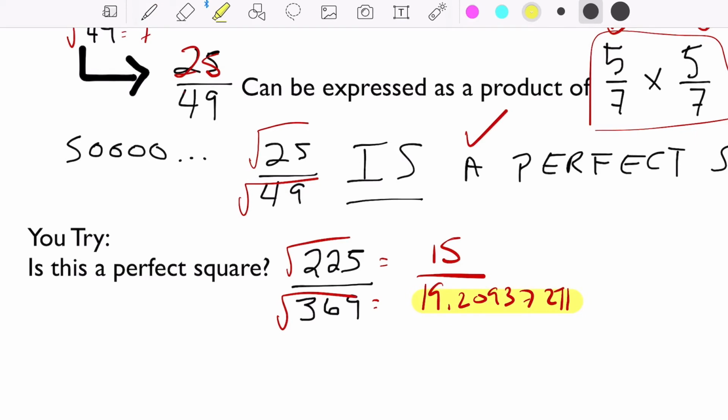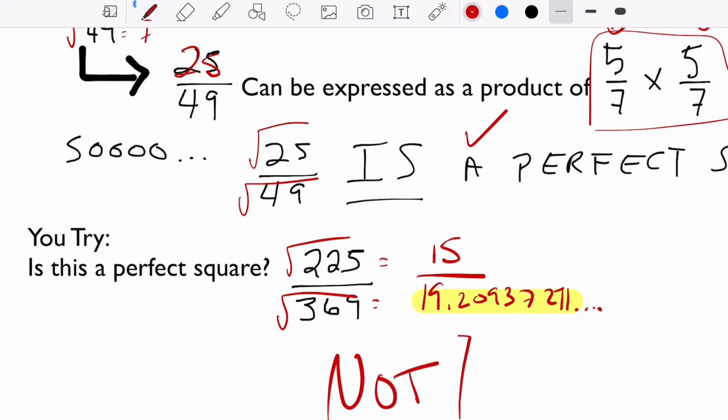It continues. It just goes on and on forever and ever. That means that it's not perfect. It doesn't break down into a very nice core number. And so therefore, this is not a perfect square. All right, because this fraction does not break down nicely.